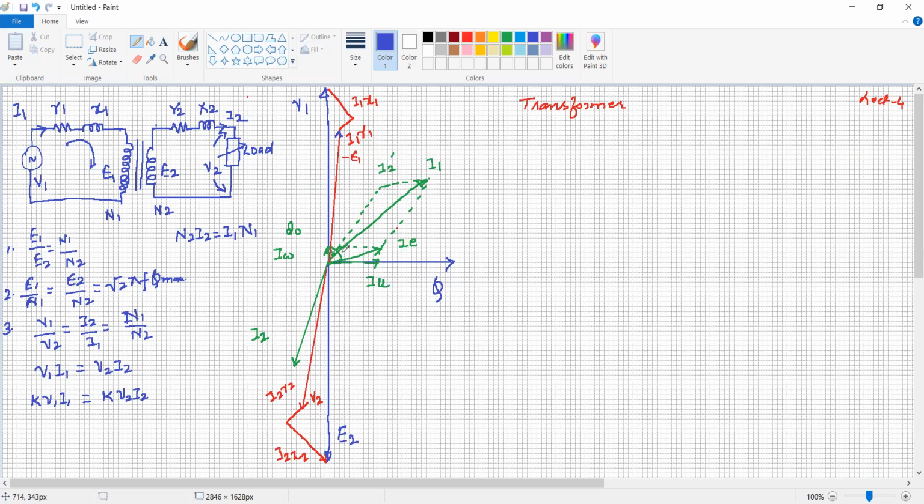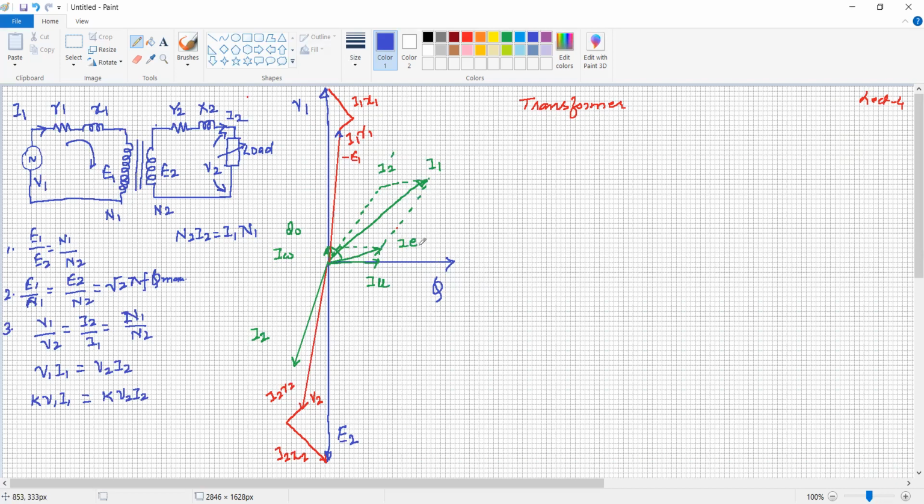Now, the transformer is loaded, under load condition. This is the vector diagram. In the vector diagram, V1 is the supply voltage. It produces the magnetic flux phi, which is lagging by 90 degrees. And the current needed to produce the magnetic flux is the I0.